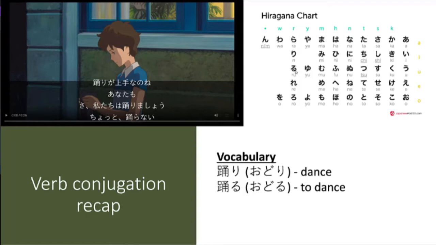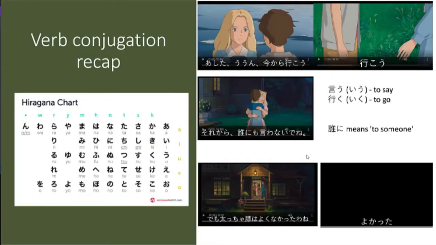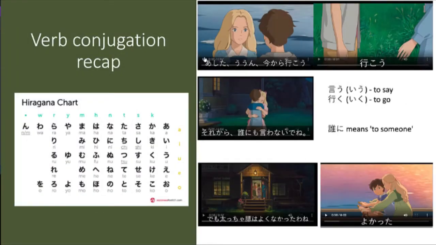If you want to say that in a more informal way, odoro. To say let's dance in a more informal way, we go to the o column, we just go to ro, add the hiragana u, odorou. So odorou, now it would be let's dance. So that's a simple way of conjugating verbs. And yeah, we go to some more verb conjugation.